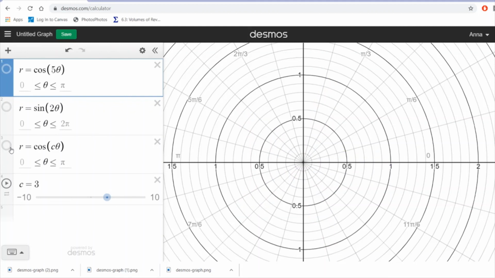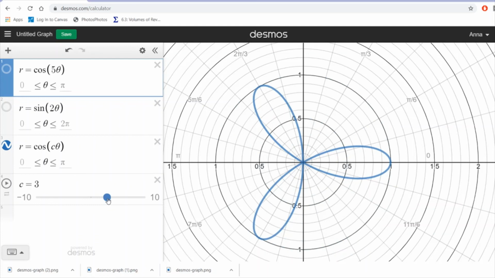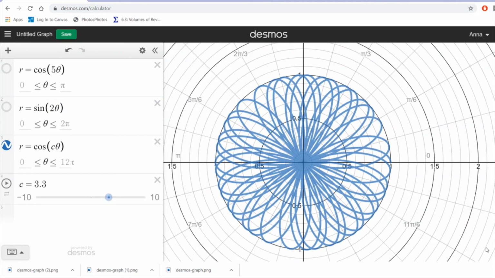So here I also pulled up, if you just type in r is equal to cosine of c times theta, that allows you to change c to different values. So right now I have it set on 3, but I just want to show you that if you make this coefficient c equal to a number that's not an integer, you can actually get some really interesting looking graphs. So for example, this would be c is equal to 3.3.